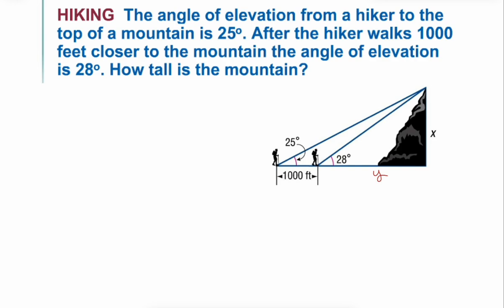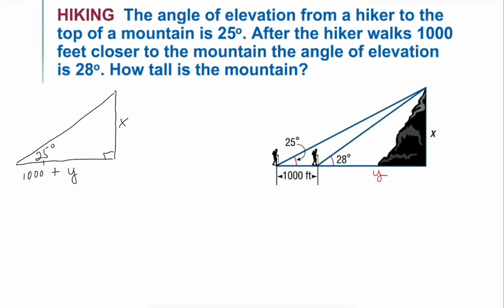Okay. So the first thing you want to do when you're doing a problem like this is uncombine the triangles. So we want to draw them each separately. Now, these aren't going to be to scale or beautiful or anything, but it'll get you the information. So let's talk about the biggest triangle. Before this hiker walked in, this is x, this is 25, and this is 1,000 plus y. That's your first triangle before your hiker walked 1,000 feet.